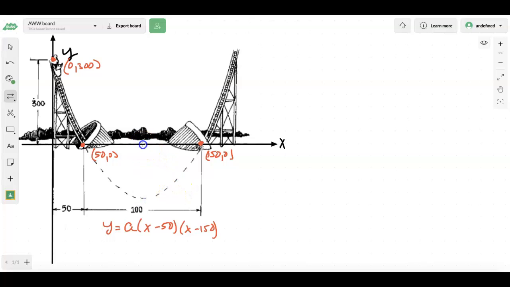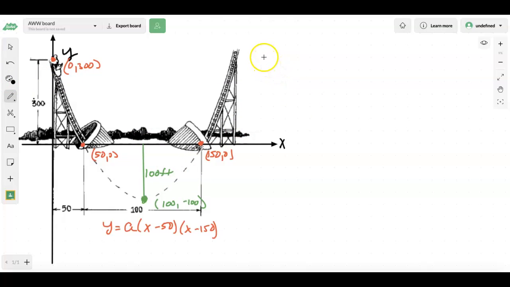A little bit of a hint: the depth that the car goes is 100 feet deep. So once it gets into the underground section, at its lowest point, that is 100 feet as well. So this point here, our vertex, is going to be at (100, negative 100). And we'll go ahead and use that to make our equation just in the interest of time.